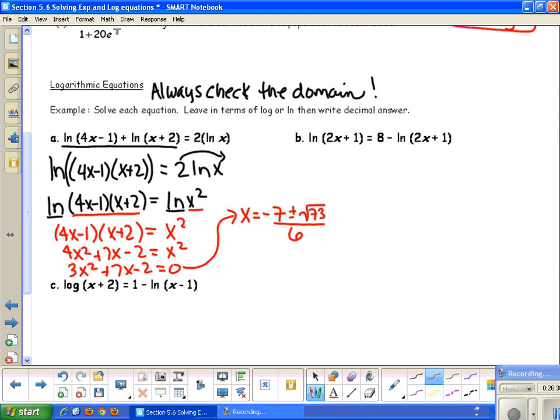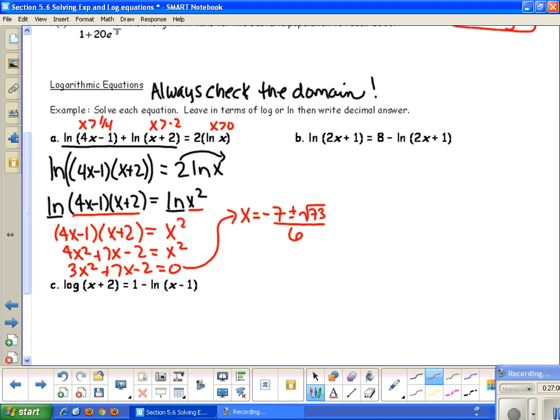Right here for this first part, if we set 4x minus 1 has to be greater than 0, you would get x has to be greater than 1/4. Here, x has to be greater than negative 2. And here, x has to be greater than 0. So look for the one that's the largest, and that's the one that you're going to go by. So x has to be greater than 1/4 in this case.